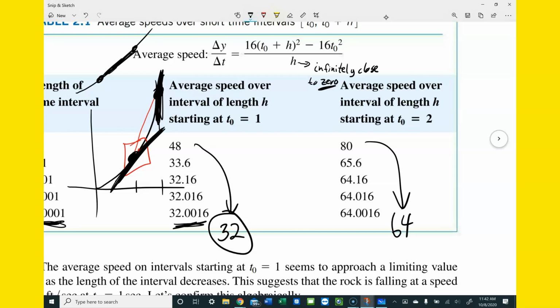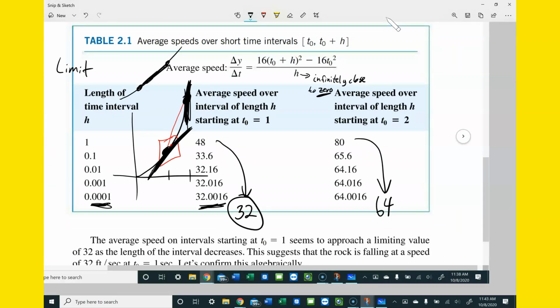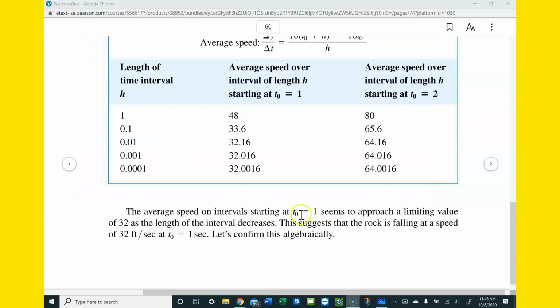So that's just that. Again, this is not a precise way to define the limit that we're talking about. This is trying to build your visualization of what's happening. It's trying to build your intuition, your feelings about what is going on here, so that you can connect with what this is going to accomplish when we get to the precise definition of the limit. All right, the average speed on intervals starting at t0 equals 1 seems to approach a limiting value of 32 as the length of the interval decreases. This suggests that the rock is falling at a speed of 32 feet per second at the precise moment of t equaling 1 second. Let's confirm this algebraically.